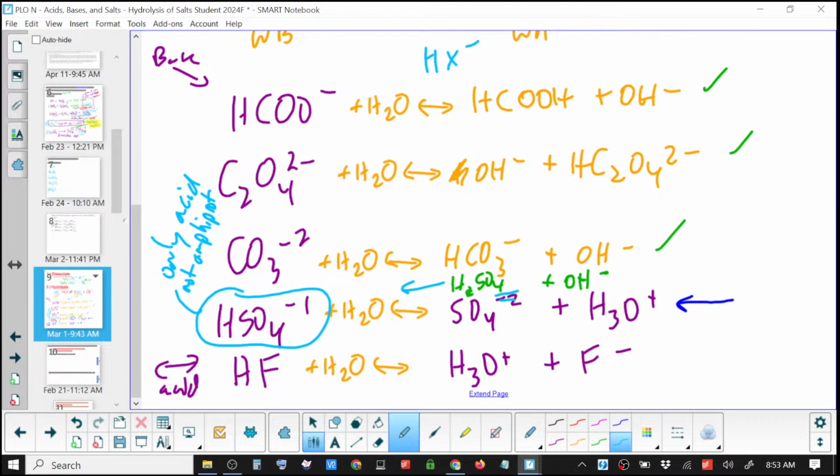So it can never act as a base because you cannot make a strong acid from its conjugate weak base. You have to make strong acids other ways. You make hydrochloric acid by bubbling chlorine gas through water. You make H2SO4 by reacting two different ionic compounds together. You can't make it from bases. Okay.